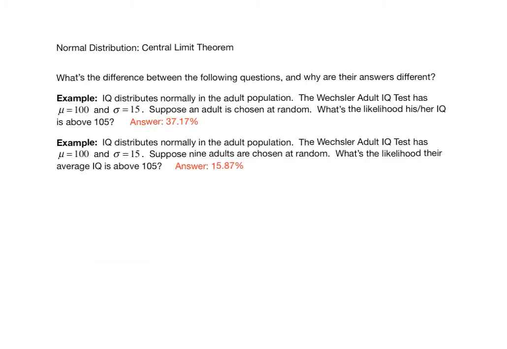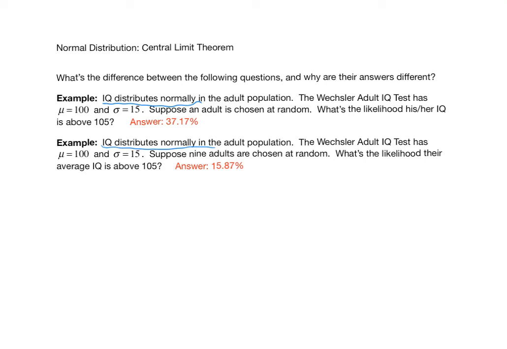So now let's compare this problem to a problem from the previous section where we didn't use the central limit theorem. The previous problem was: IQ distributes normally in the adult population. The Wechsler adult IQ test has mu equal 100, sigma equals 15. Suppose an adult is chosen at random. What's the likelihood his or her IQ is above 105? Whereas our new question is: IQ distributes normally in the adult population. The Wechsler adult IQ test has mu equals 100 and sigma equals 15. Suppose 9 adults are chosen at random. What's the likelihood that their average IQ is above 105?